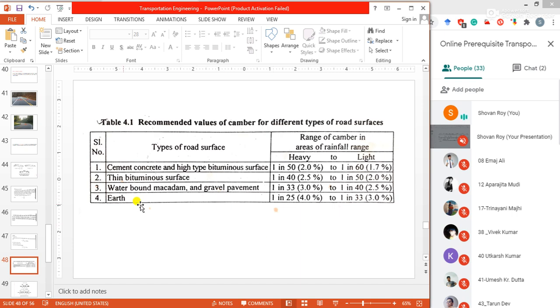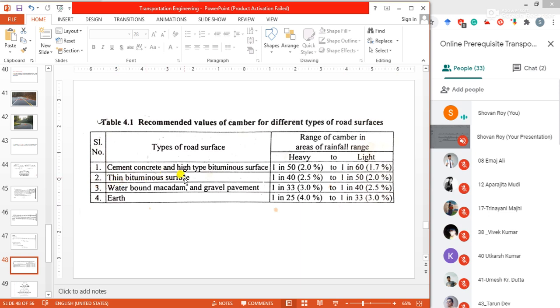Suppose your type of road surface is cement concrete or high type bituminous surface. If the rainfall is heavy, the camber value should be 1 in 50, or 2%. 2% means 2 by 100, that is 1 by 50. And if the rainfall is light, then the camber value should be 1 in 60. That is 1.7 by 100, that is 1 in 60.